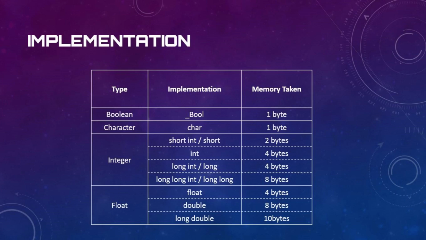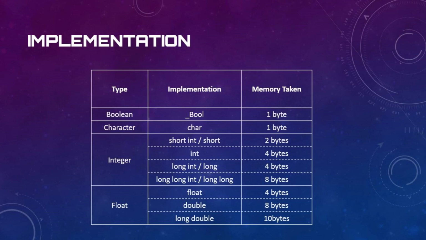And coming to the character, we can use char in lowercase letters. Remember that C language is case sensitive. That means if you write capital CHAR, it won't recognize it as a keyword. It does not recognize it as a character. So if it is lowercase, you have to use lowercase, and if it is uppercase, you have to use uppercase. And the memory taken by character is 1 byte.